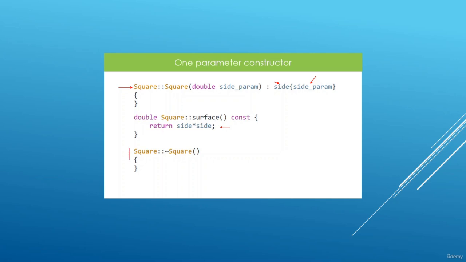The destructor is going to be empty. It's basically going to do nothing. It's just going to be in there. So this is how we could set up our square class.